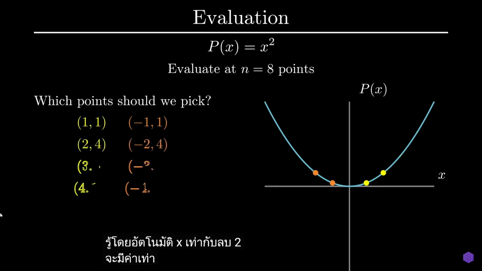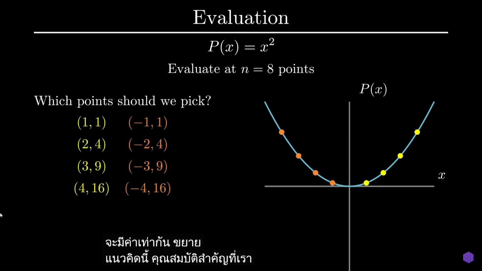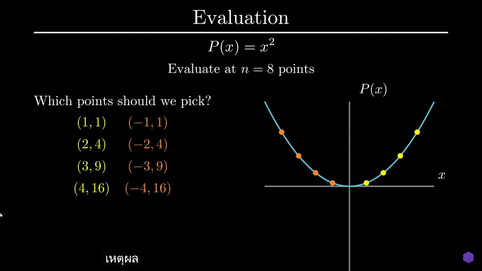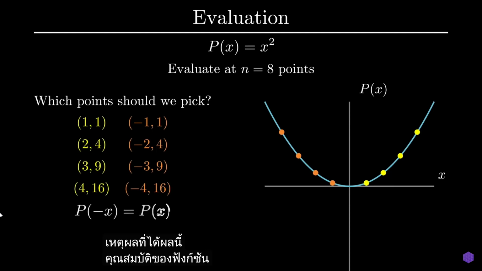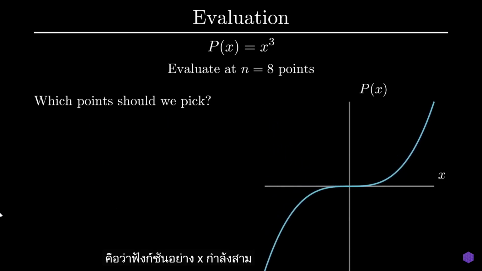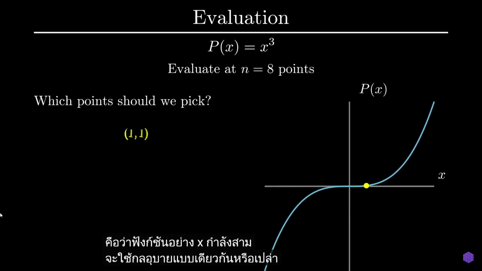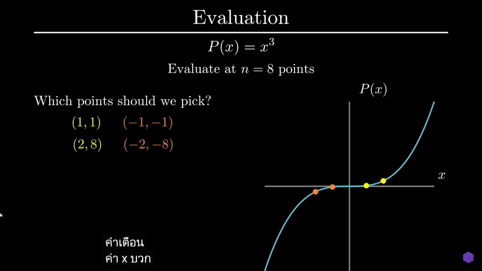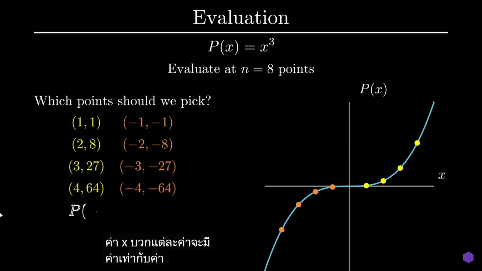the same value. Extending this idea, the key property we want here is that our 8 points should be positive-negative pairs. The reason this works is due to the property of even functions where a function evaluated at negative x is going to equal the function evaluated at positive x. Okay, but then the next immediate question is, what about functions like x cubed? Does the same trick work? It actually kind of does, but with one caveat. Each positive x value will have the same value as the negative x value, but with the sign flipped.